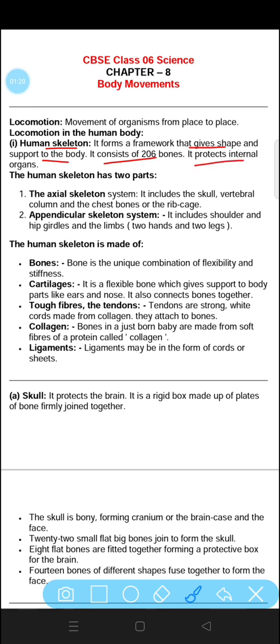The human skeleton has two parts. The axial skeleton, it includes skull, vertebral column and the chest bone or the rib cage. And the second one is the appendicular skeleton. It includes shoulder and hip girdles and the limbs, two hands and two legs. So two types of human skeleton, axial and appendicular.